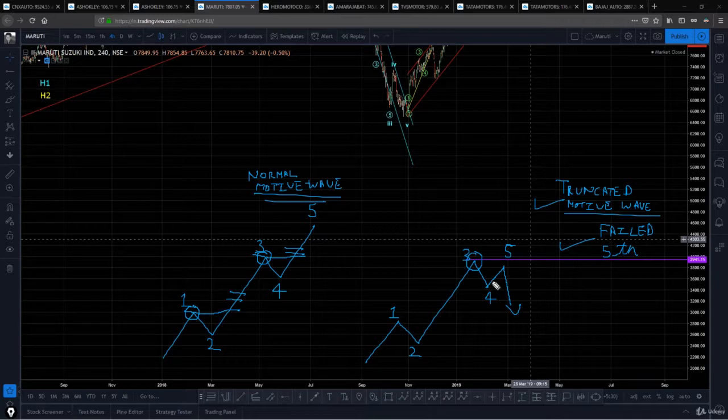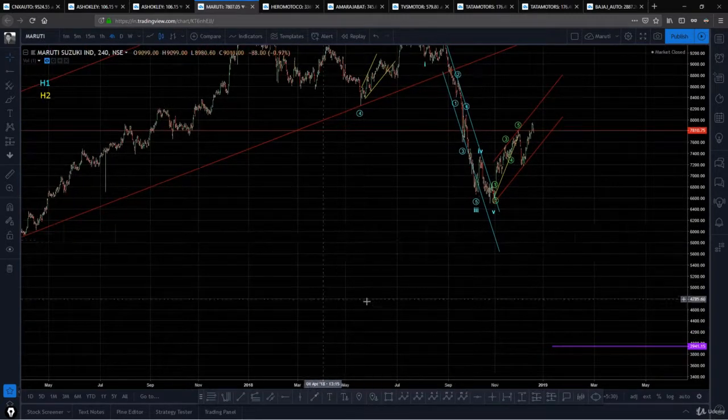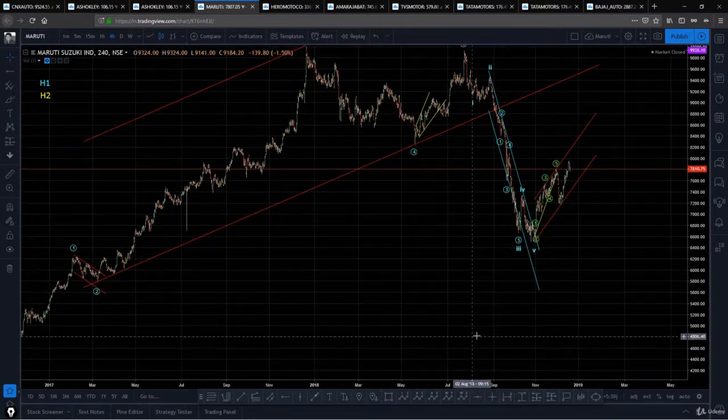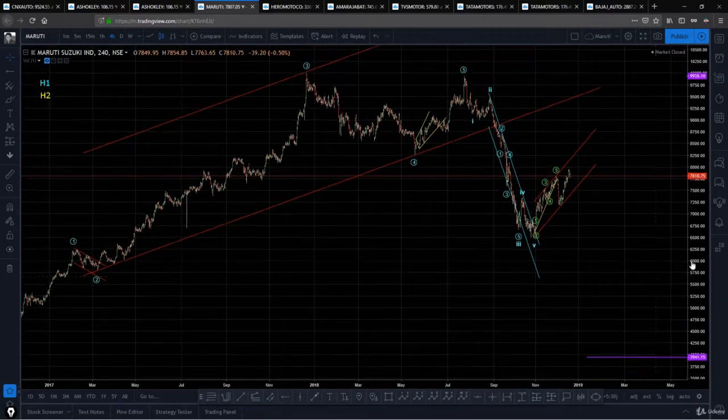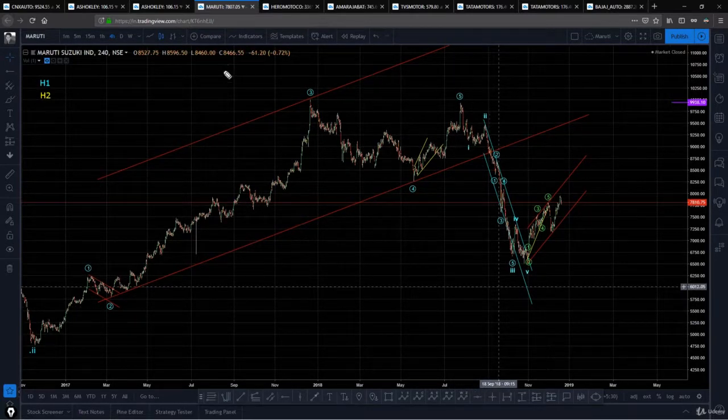So that's basically the phenomenon occurring in an impulse, where in an impulsive wave going in the upward direction, the fifth wave will not take out the high of the third wave. Let's have a look at a standard example that I have right here on screen. We have the chart of Maruti Suzuki, as you can see on the top left corner, and we are on the 4-hour chart.